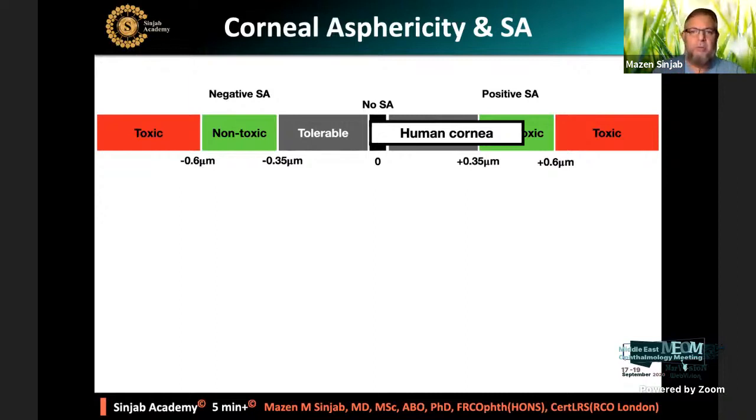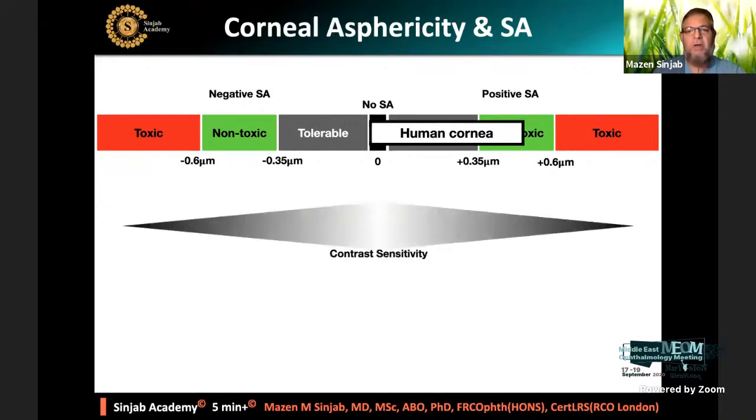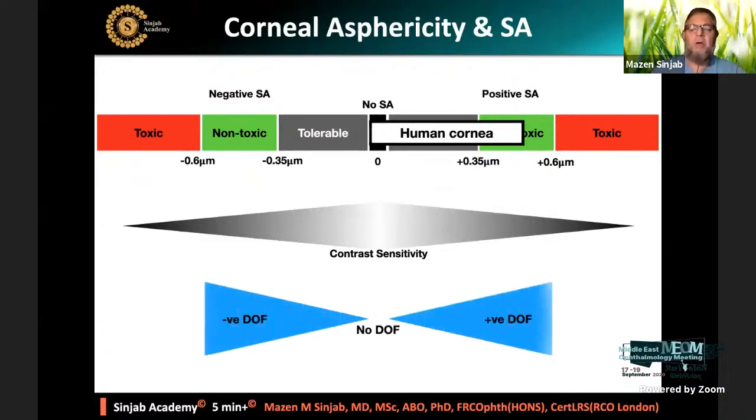There is a correlation between the spherical aberration and the quality of vision. The more the spherical aberration, the less the quality of vision, or the lower the contrast sensitivity. And there is a correlation as well between the spherical aberration and depth of focus, because the more the spherical aberration, the more the depth of focus, which means that the patient can see near objects better, with a better range of movement with the same amount of accommodation.